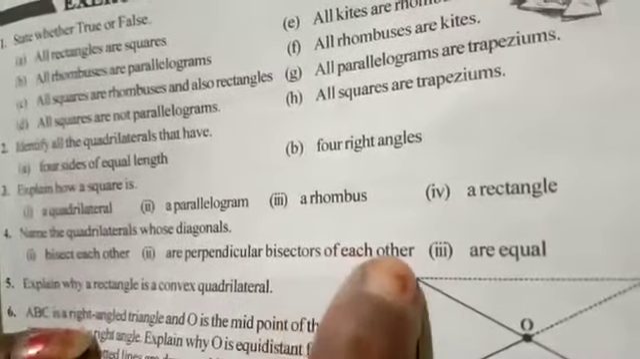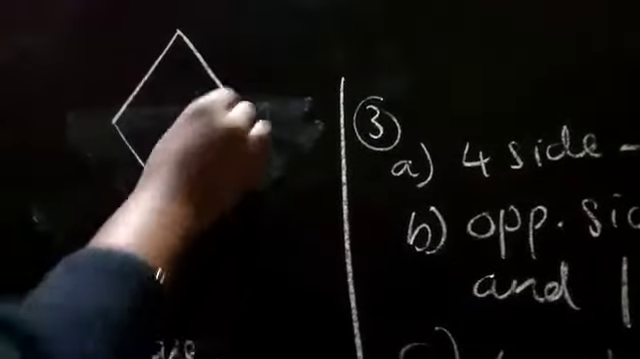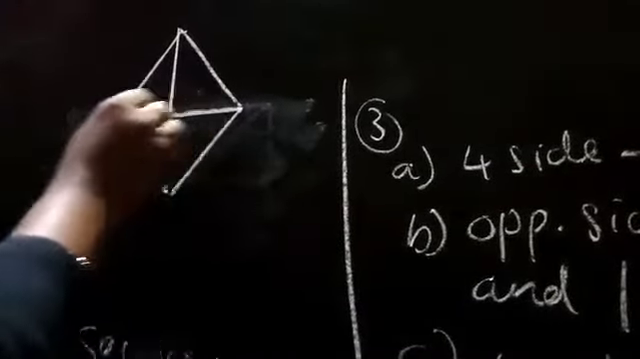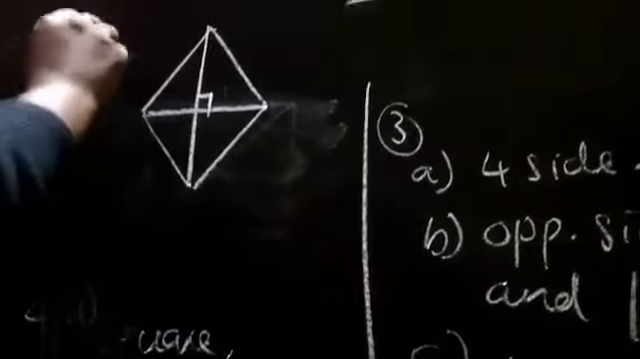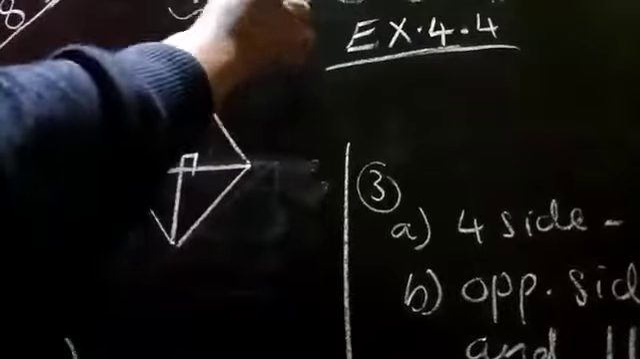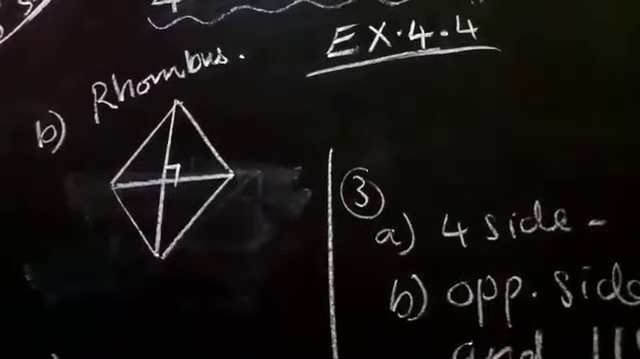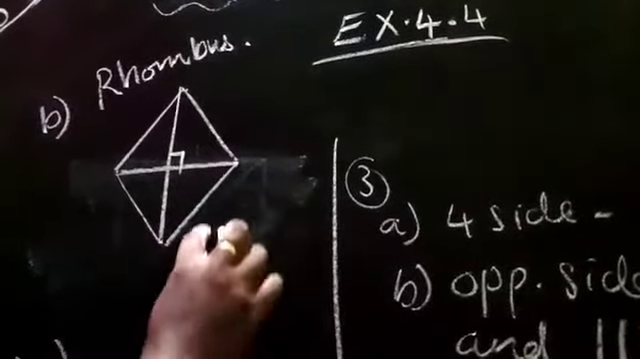Second one, diagonals are perpendicular bisectors of each other. Perpendicular means what? In a rhombus it will be perpendicular, right? In a rhombus the diagonals are perpendicular to each other, which means we will get 90 degrees. So this is B1, in rhombus. And in a square also we can tell it is, because if you turn the square like this, in a square also it will bisect at 90 degrees.